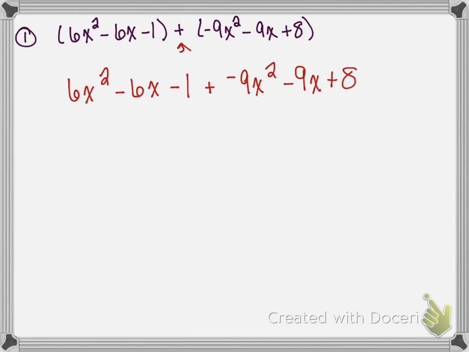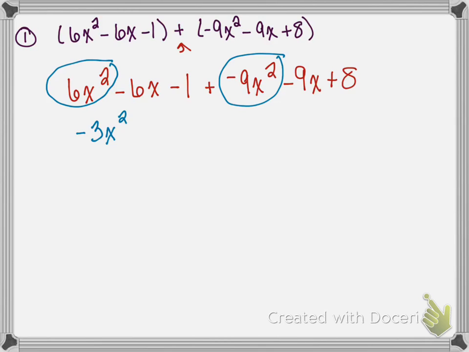Now I'm looking at like terms. Here I have 6x squared. Here I have negative 9x squared. Okay? Together, those are negative 3x squared. I do not write x to the fourth. It's x squared because I am adding. I am adding like terms. Okay? You don't start adding exponents until you're multiplying monomials.